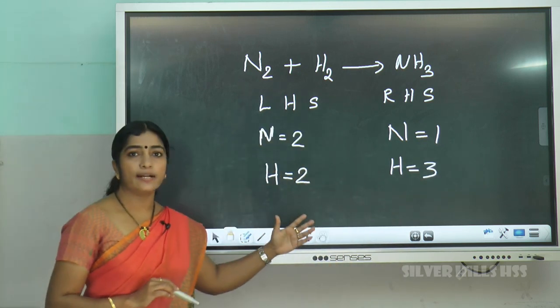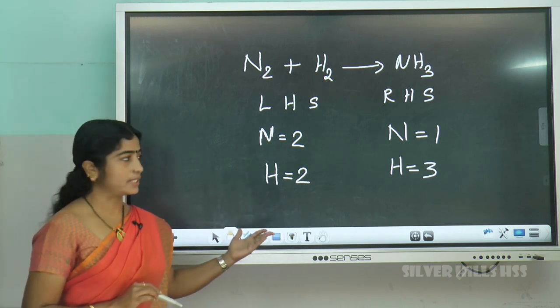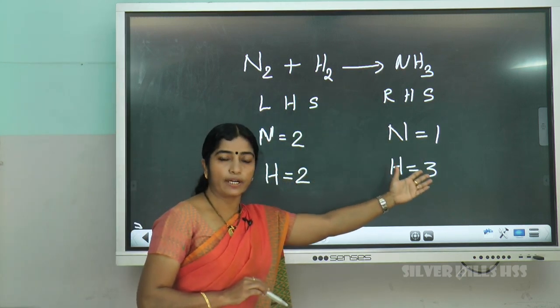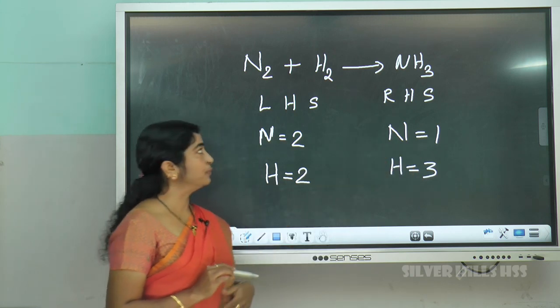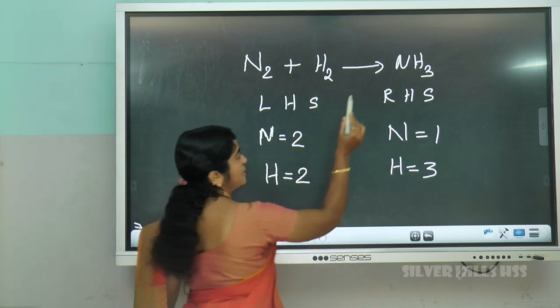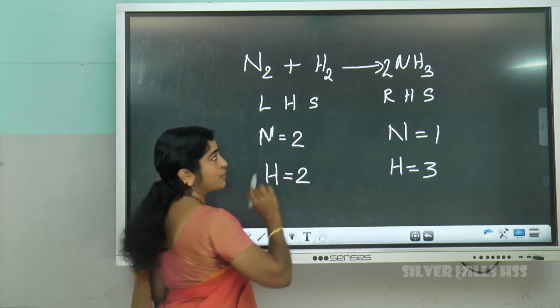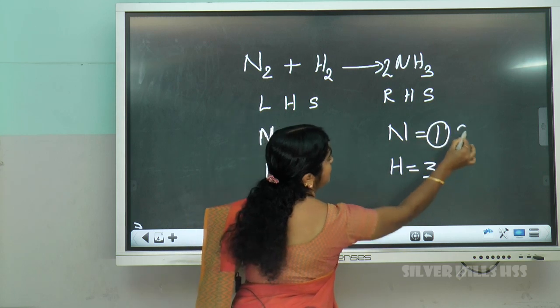Both nitrogen and hydrogen are not balanced. So first let us balance nitrogen. On the LHS, 2 nitrogen are there, while on the RHS only 1 nitrogen. So we have to make it 2 here. Where do we multiply? We write that 2 on the left side of NH3. So nitrogen became 2, 2 into 1.